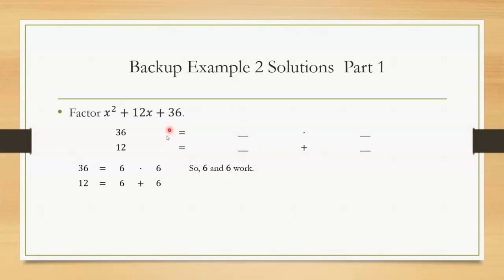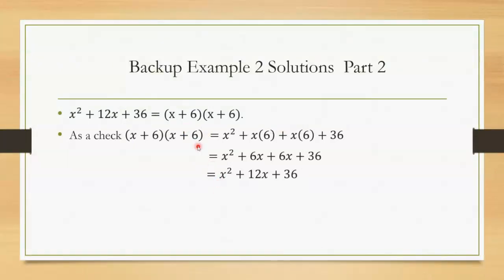Okay, so again, we want two numbers whose product is 36 and the sum is 12. Product, sum. Okay, so 6 and 6, that's why they work. 6 times 6 is 36. 6 plus 6 is 12. And again, we just check here. And that's why it works. If you multiply this out, you get the polynomial. Any questions on this?